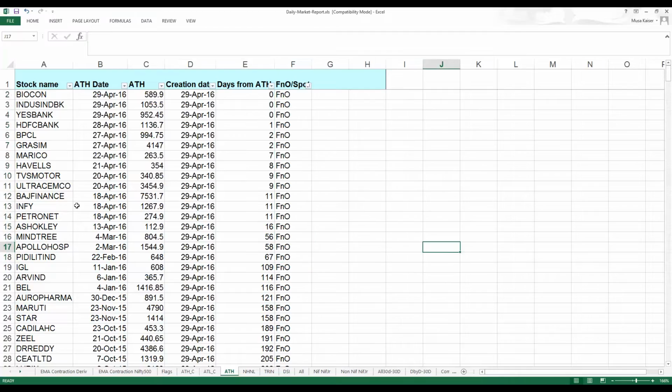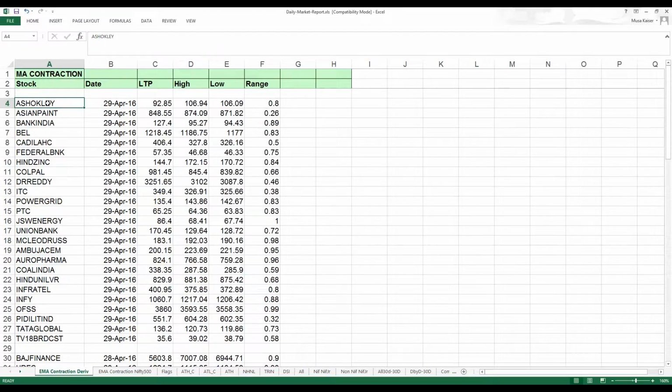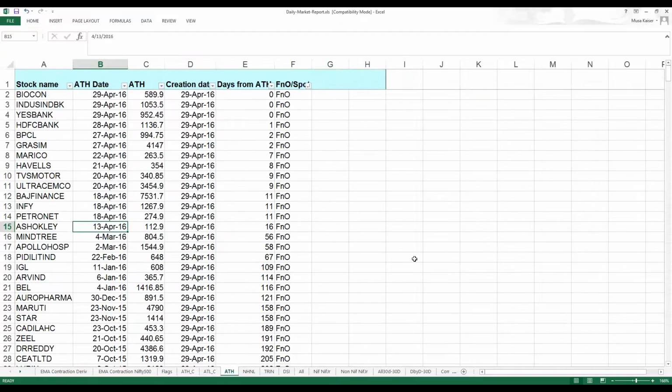So you can see that there are quite a lot which are very, very strongly placed, and some coming in multiple sheets. For example, Ashok Leyland, right, which formed an all-time high at 112.9 about 16 days back, or rather on 13th April 2016, is also there on the EMA contraction chart, right? So close to its life high and probably set to break out further.